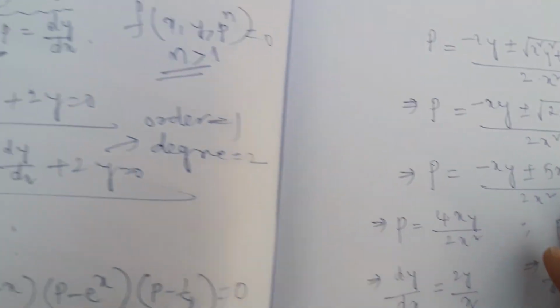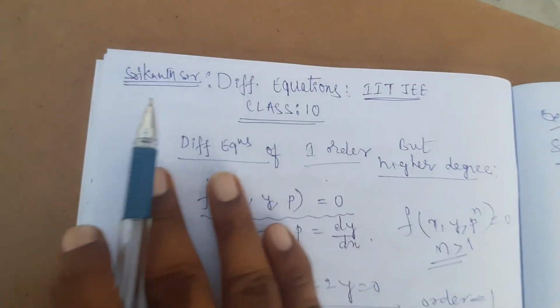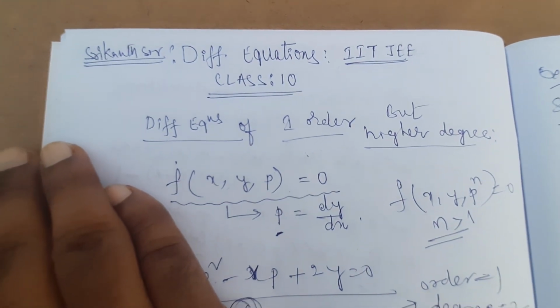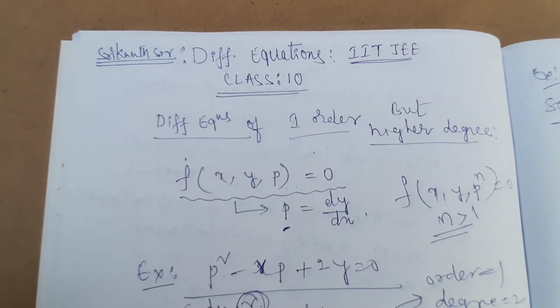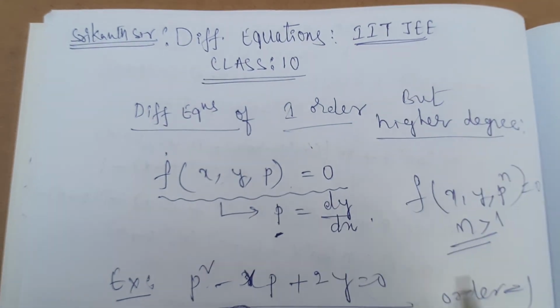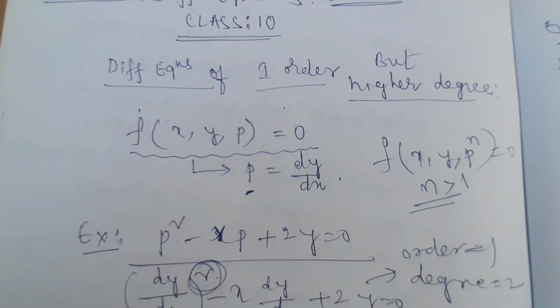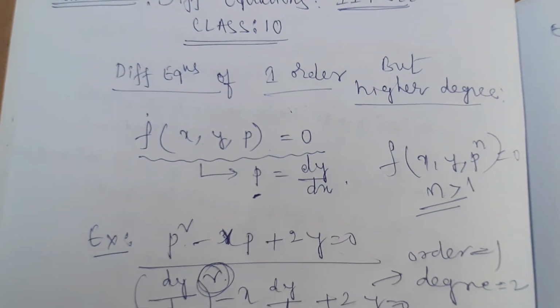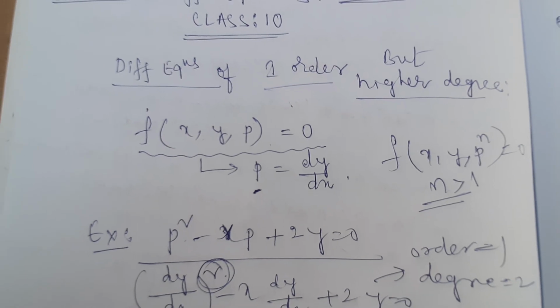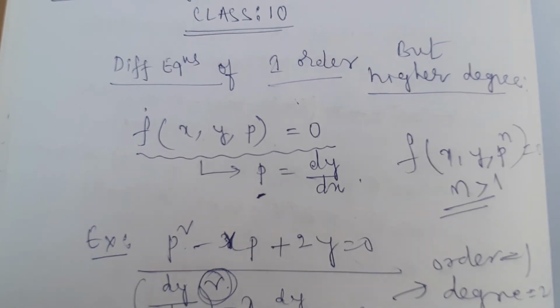Solvable for p means today we are discussing differential equations of the first order but higher degree. Whenever a higher degree is given, you take the dy by dx value as p and then find the factors. After finding the factors, you solve them separately. Then at the end you multiply them, and you will get the answer.